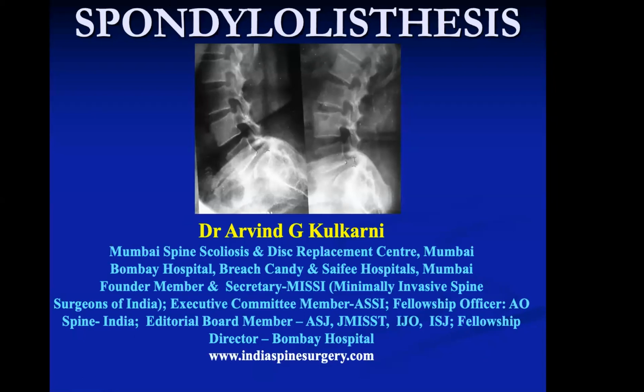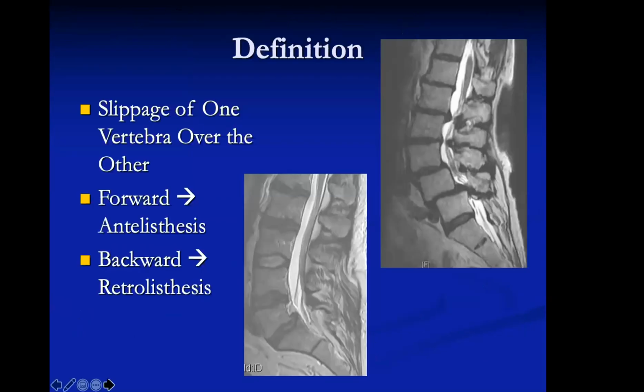Spondylolisthesis is a very interesting topic and very commonly seen in our practice. By definition, it is slippage of one vertebra over the other. When there is a forward slip of one vertebra over the other, it is called antelisthesis. Generally the word spondylolisthesis is used in place of antelisthesis. They are exchangeable, though scientifically speaking, spondylolisthesis could also mean a backward slippage, which we call retrolisthesis.